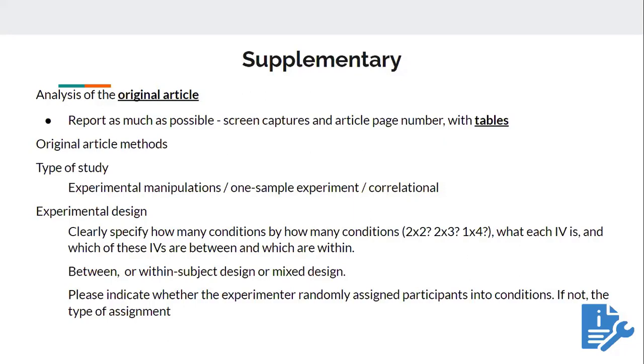Then you specify the number of conditions, what each independent variable is, the levels, dimensions, or conditions of each independent variable, and specify whether the independent variable is between-subject or within-subject. There may be mixed designs, which means one IV is between-subject and another IV is within-subject, so a mix of both. Please also indicate whether participants were randomly assigned, and if it's not random, what kind of assignment was used.